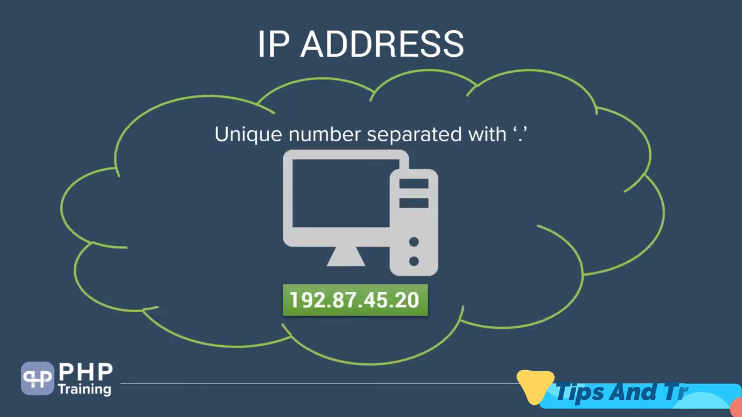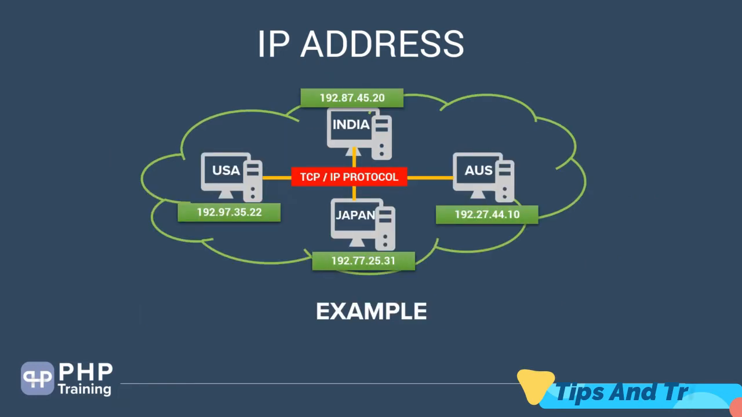Let's understand what an IP address looks like. An IP address is a unique address separated by dots. If you look at an example here, 192.87.45.20, this is a number assigned to a computer on the internet, and this is how you represent an IP address. Let's look at an example of an IP address.